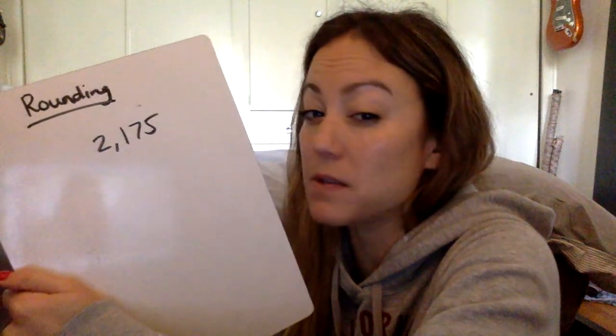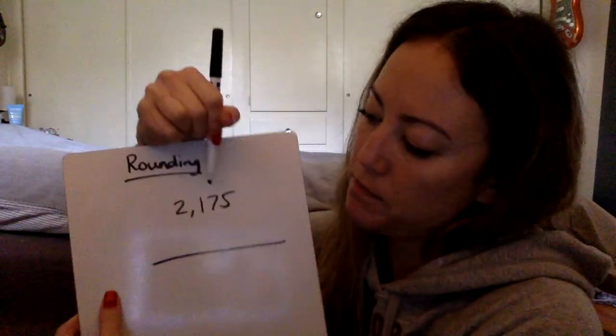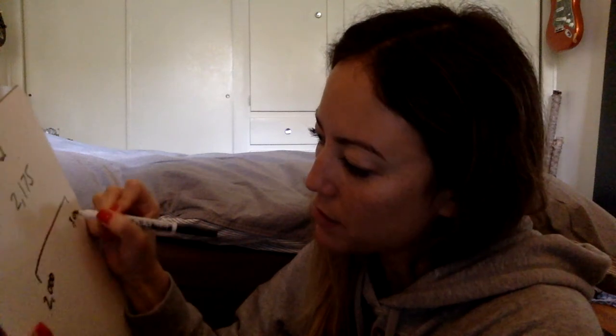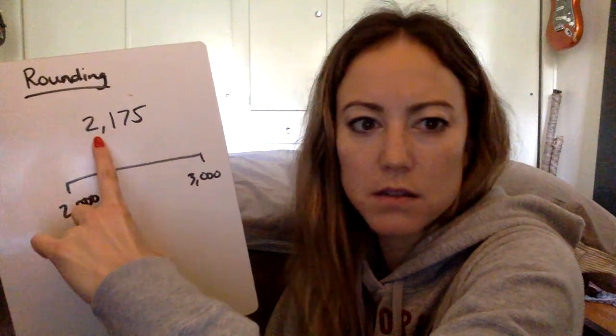So let's try 2,175. How can we round that to the nearest 1,000? The same rule applies here as when you're rounding to the nearest 10, 100, or 1,000. You figure out, well, what two thousands is that in between? So that number is in between 2,000 and 3,000. It's not in between 1,000 and 2,000 because it's bigger than 2,000.